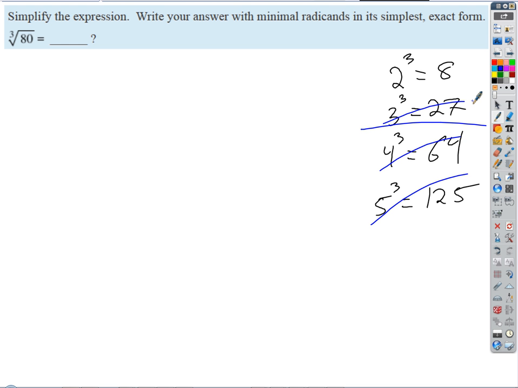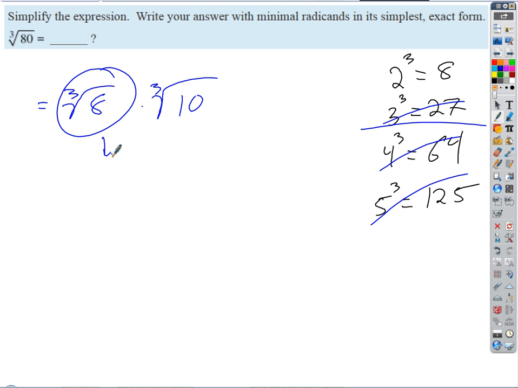2. Okay, so we could rewrite this as the cube root of 8, put a circle around it, times the cube root of what? 10, because 8 times 10 is 80, right? So what's our answer? This is the one we put a circle around it because the cube root of 8 is 2, right? Because it's on our list. So we get 2 times the cube root of 10, right?